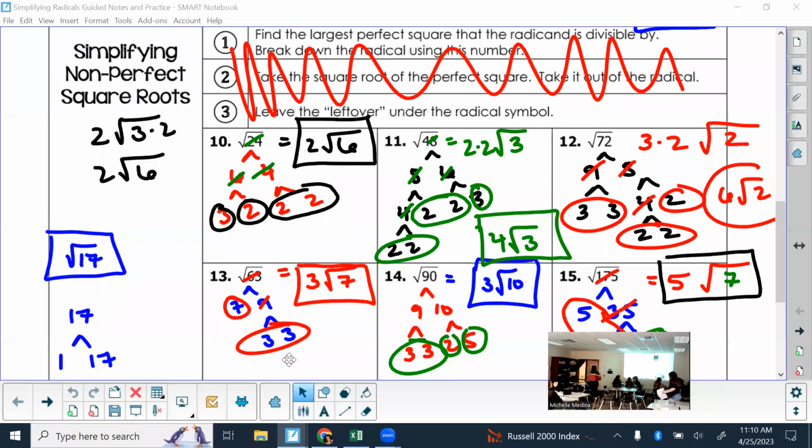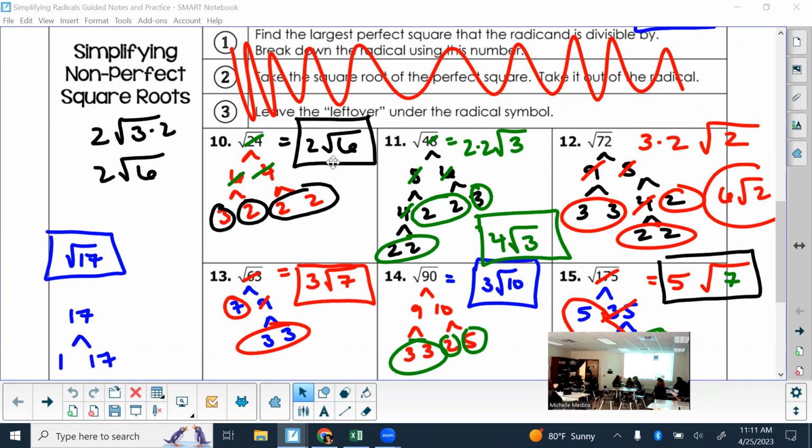Let's recap what we did yesterday, where we learned how to simplify non-perfect square roots. Why do we care? Well, sometimes they show up in our quadratic formula problems, and this week, whether I have you for algebra or not, you're probably learning about the quadratic formula. So, when you have a non-perfect square, you do have to simplify it.